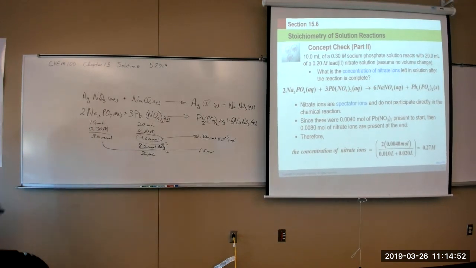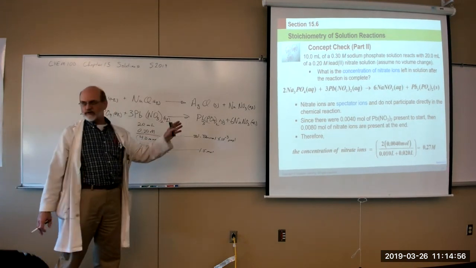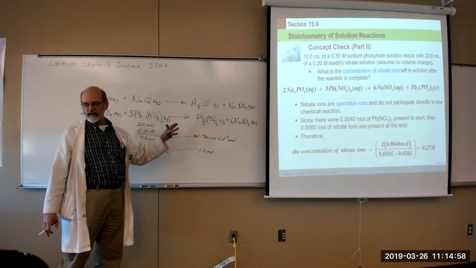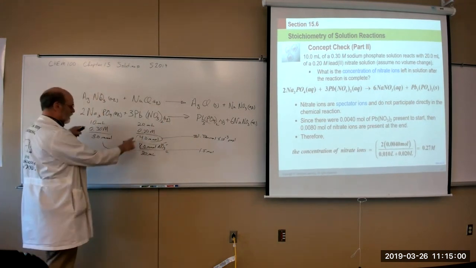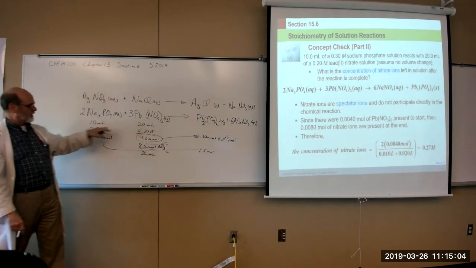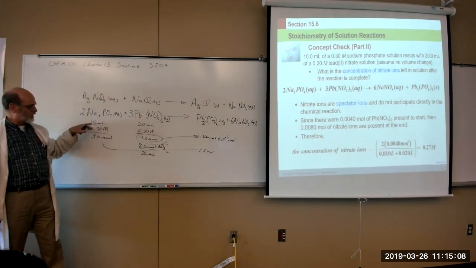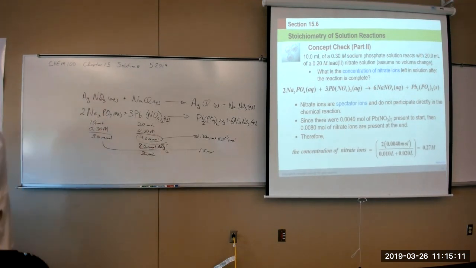The key there is 2 keys. Recognize that it's a spectator, so it's not consumed. Everything you put in is still there as an ion. And then recognize that you are diluting it. Right? You start out with this much volume of it, but you're adding this volume, so that changes, it dilutes it.